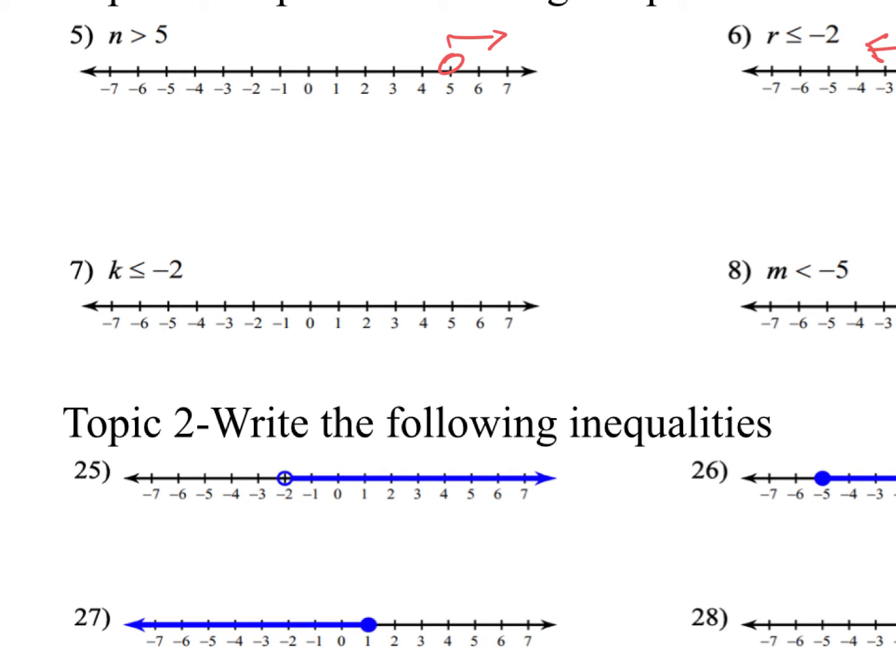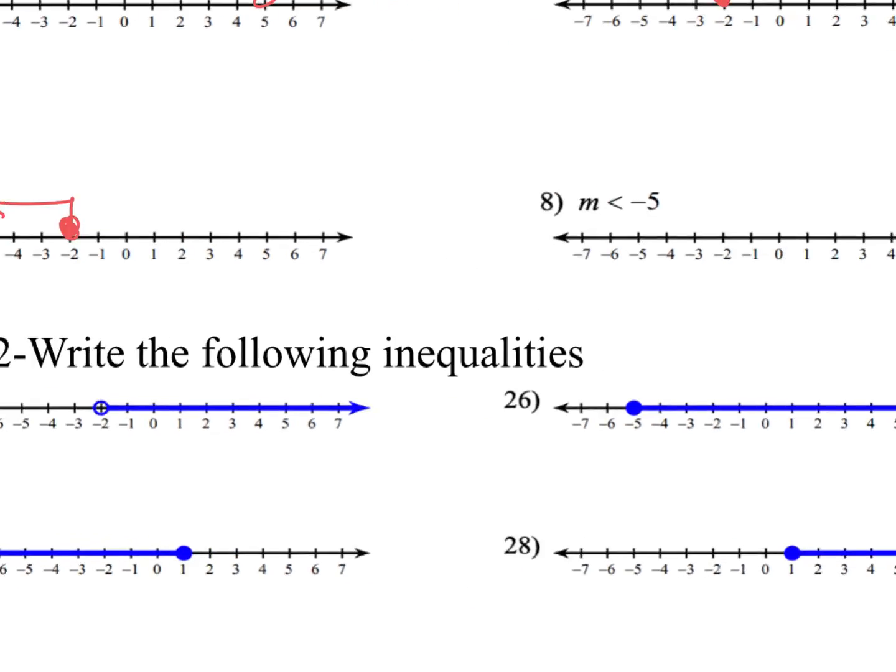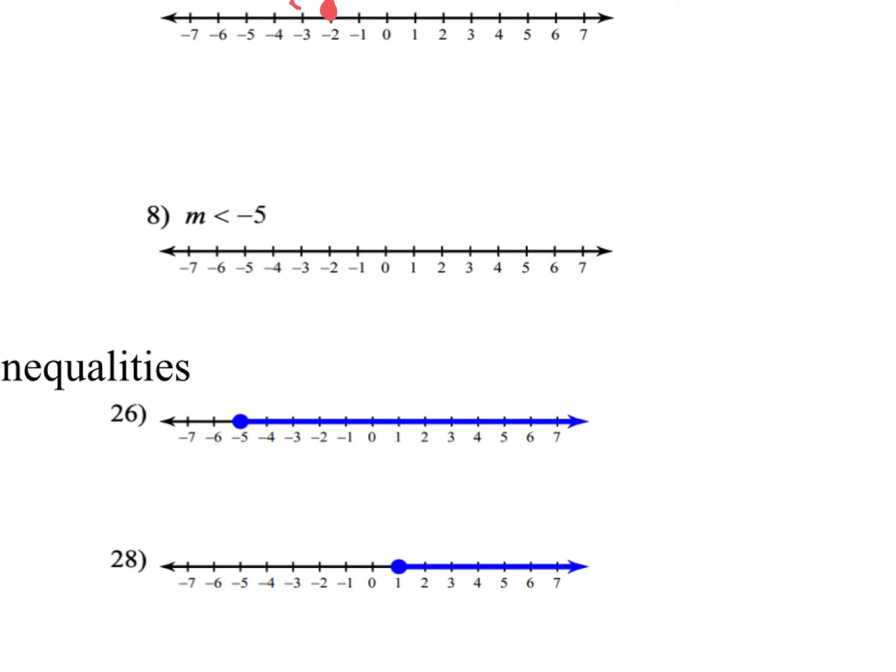For number 7, we have a closed dot at -2. My stylus has not been working too good, and this one goes left as well. For number 8, we have an open dot at -5, and this one goes left.